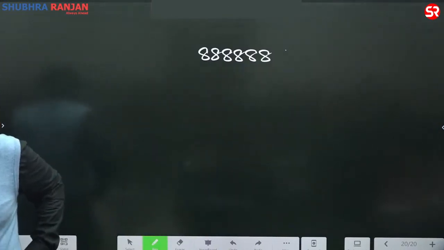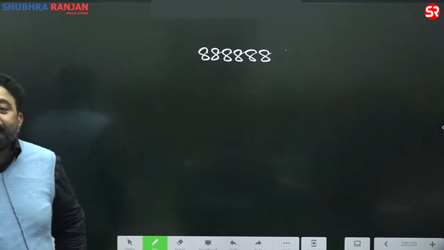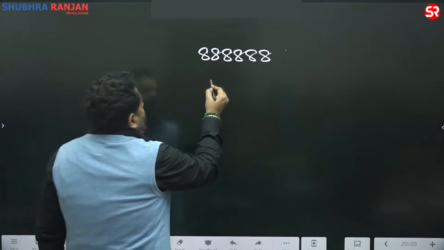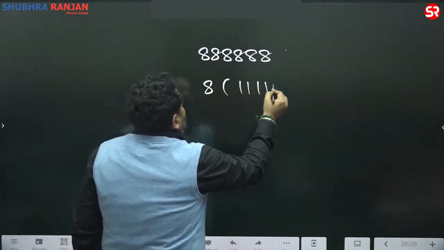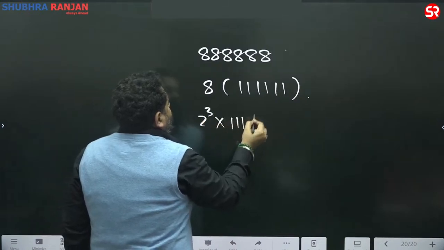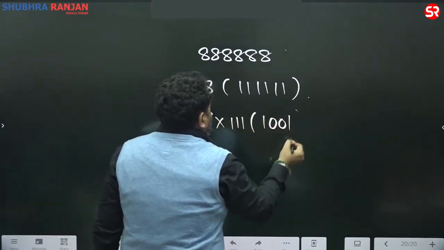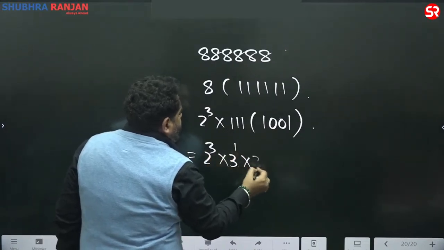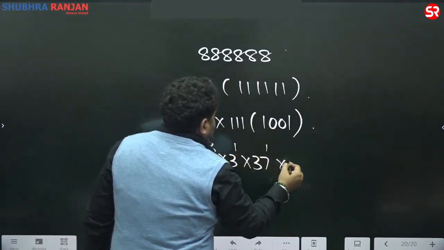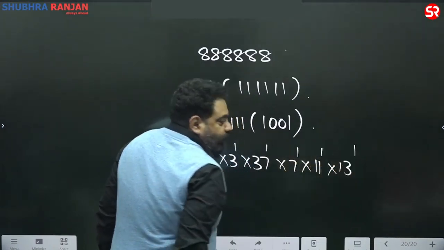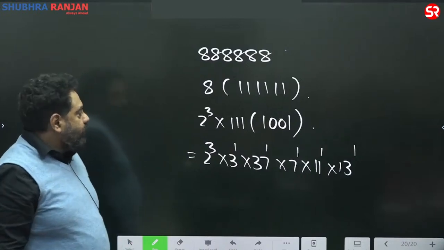Hmm? 64. I think you may be right. देखो यार, take 8 common, it is 111111. 8 is 2 की पावर 3. Take 111 common, 1001. 2 की पावर 3 into 3 की पावर 1 into 37 की पावर 1 into 7 की पावर 1, 11 की पावर 1, 13 की पावर 1. I have done it yesterday as well.